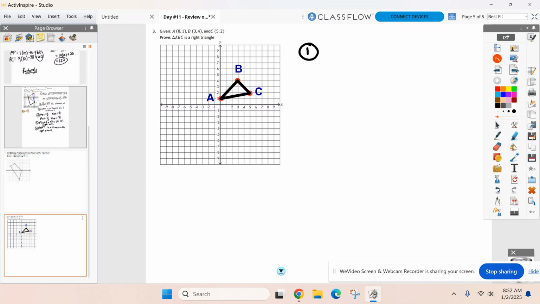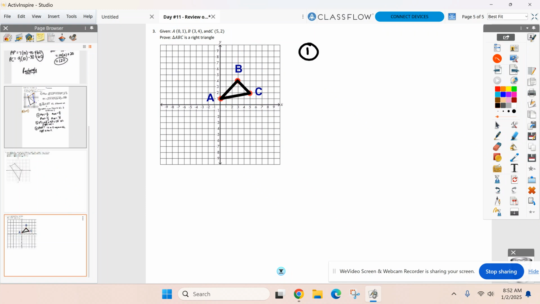Just make sure you label your vertices. Throw A, B, and C on there for me, please. All right, prove it's a right triangle. Well, if it's a right triangle, it's got to have a what? It's got to have a right angle somewhere. So we need to show this bad boy's got a right angle. Can we kind of guess where it's going to be? Probably where? What angle? Probably angle B.